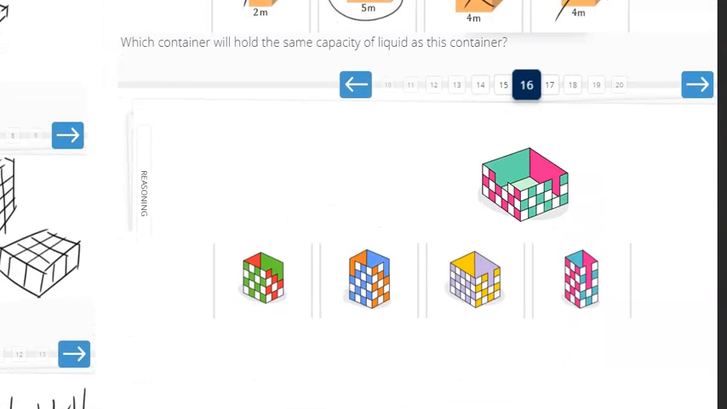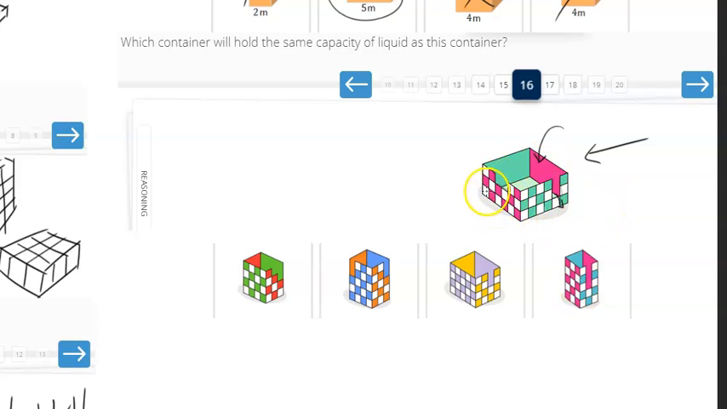Now this last question, the final example, and this one is one of my favorite types because it requires you to use a little bit of logic when tackling this type of question. So which container will hold the same capacity of liquid as this container shown here? This container, when filled up, you'll notice that on the sides, this side and also this side, there are gaps. So technically, if we were to pour water into the actual container itself, it will technically leak out of there on the side and it won't fill up the whole thing. So that just means that only the bottom layer of this container can be filled.